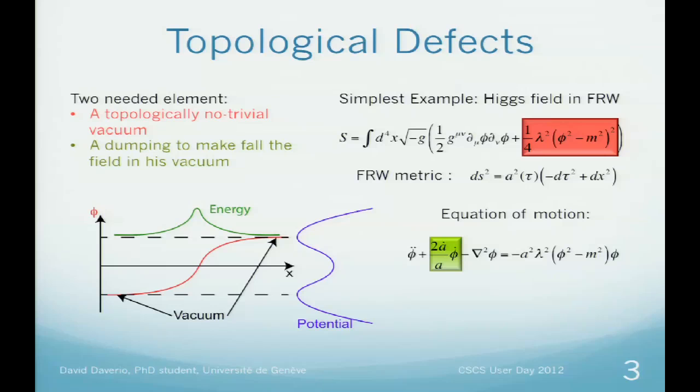Then we put that thing on an FRW metric, the metric where we have an expansion of the volume. And when we compute the equation of motion, we find this, and we have this term, which is a damping term, which causes the field to fall into the vacuum. So here we have the non-trivial topological vacuum, and here we have the damping term that makes it fall into this vacuum. So now we have all the elements.